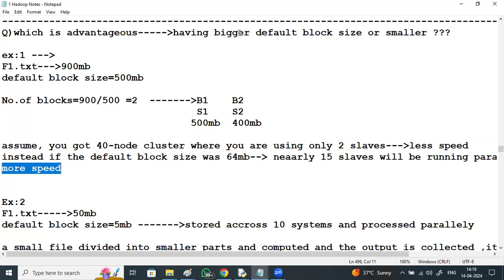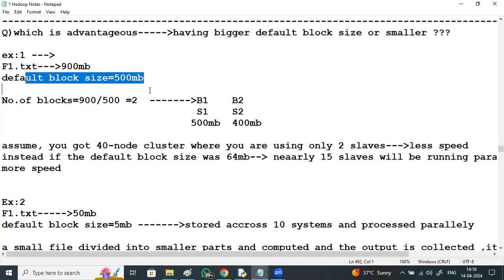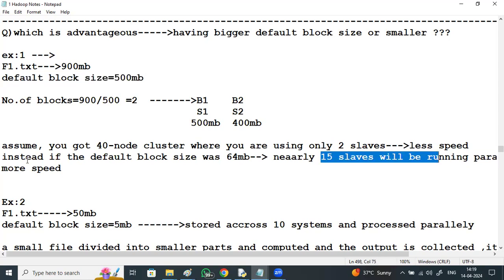Understood, right? So you cannot have the default block size as a bigger one. That's the reason Hadoop provides the default block size as 128 MB for the latest versions. Previously, it was 64. What is the drawback of a large block? Only a small number of slave systems will be involved, so you cannot get more speed. If it was 64, nearly 15 systems should have been running in parallel.